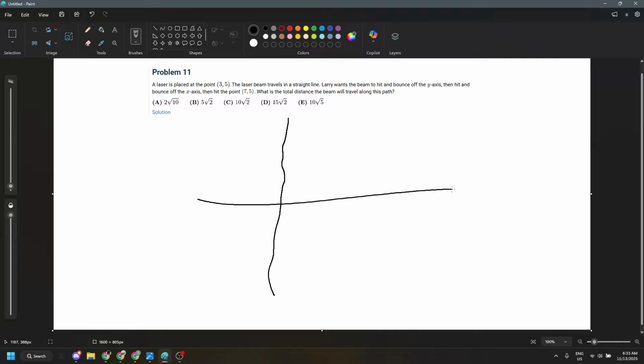Okay, so first let's draw this. So we have 0, 1, 2, 3, and then 1, 2, 3, 4, 5. So we have that, and then we have (7, 5): 3, 4, 5, 6, 7. So we want it to bounce off the y-axis. So it's going to go like that, then bounce off the x-axis to go like that. It's going to look like that.